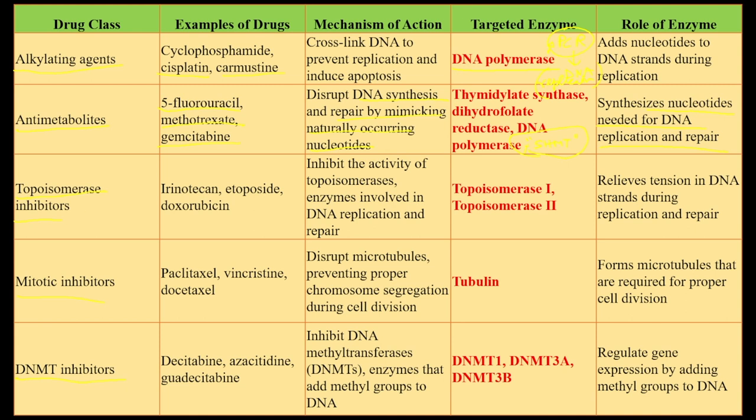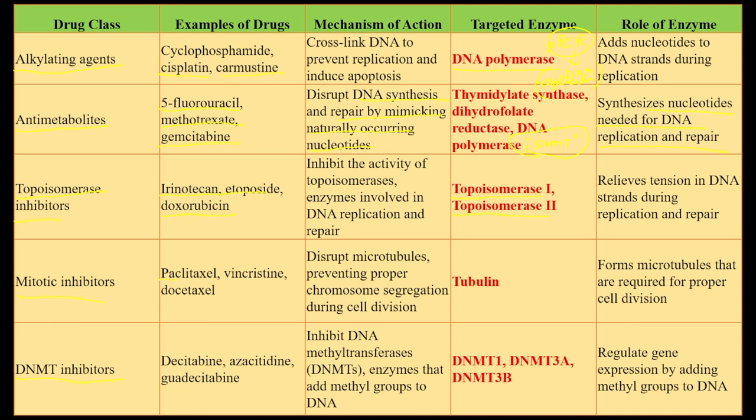Then we have topoisomerase inhibitors. So we can have doxorubicin, you can have irinotecan, and it inhibits the activity of topoisomerase, which is involved in DNA replication and repair. So the enzyme is topoisomerase 1 or topoisomerase 2, and it releases the tension in the DNA strands during replication and repair.